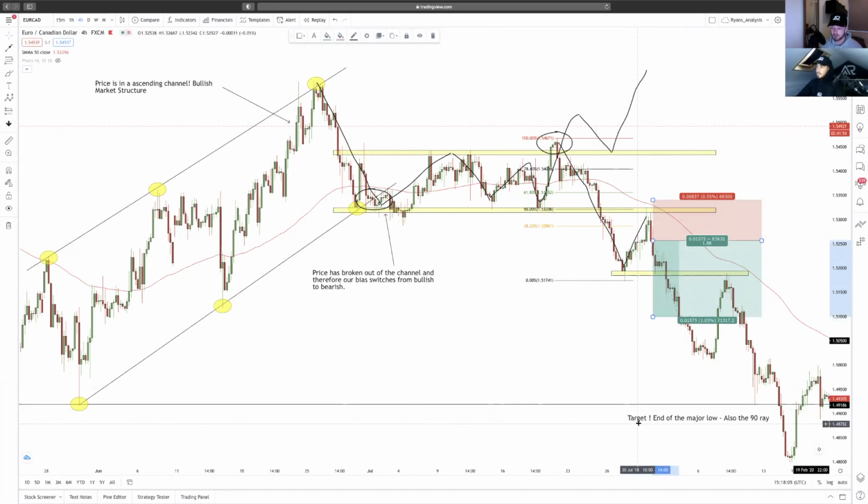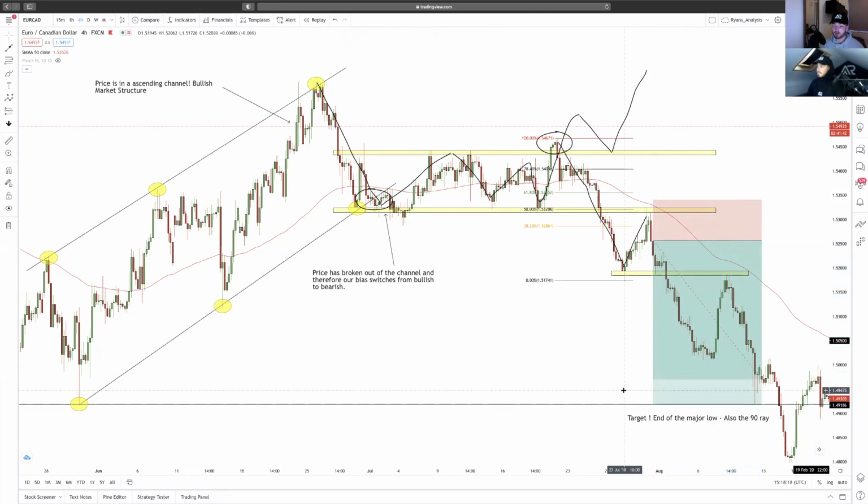And obviously we've got here a target at the major low, and also the 90 ray, because we broke the ascending channel, which would give us the 90 ray here. That would be our targets, which would be a nice 1 to 4 for this trade. This would be a beautiful trade back in July 2018, which you could have caught. So this is how we would trade a range on the forex market.